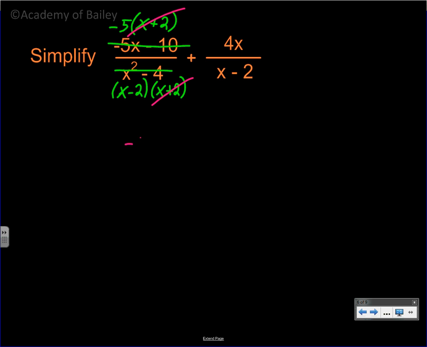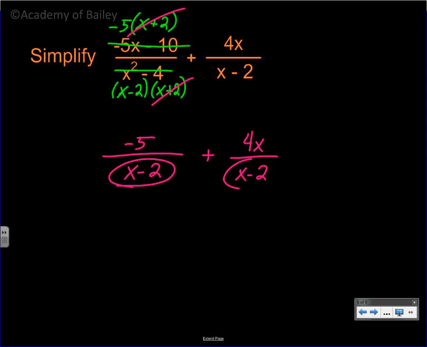And so what do we have left? We have negative 5 on top, x minus 2 on bottom, and then we're going to be adding that to 4x over x minus 2. Like I said, you should always try and factor out and reduce as much as possible. And by doing this, I think we've saved ourselves a little bit of work here, because we have common denominators, x minus 2. So we'll just add the tops.